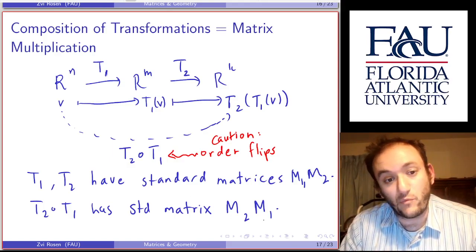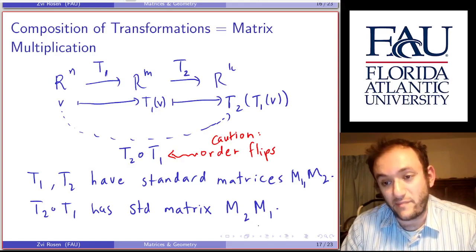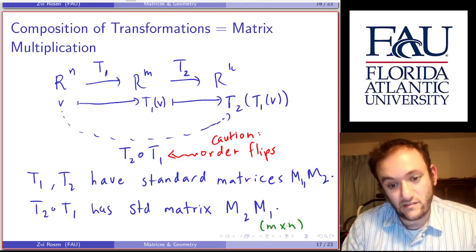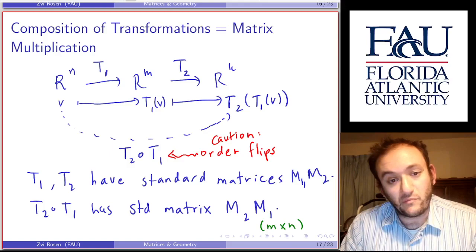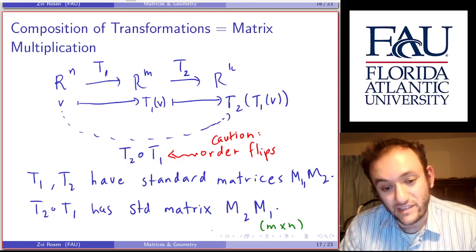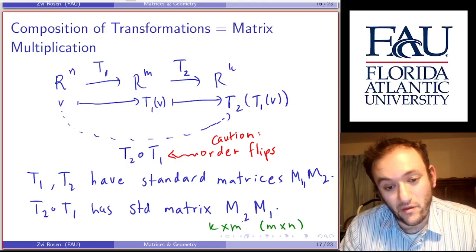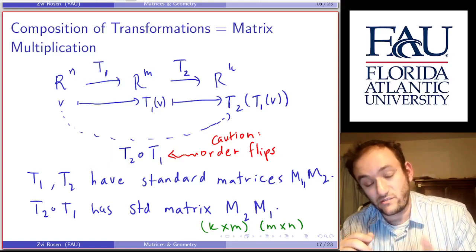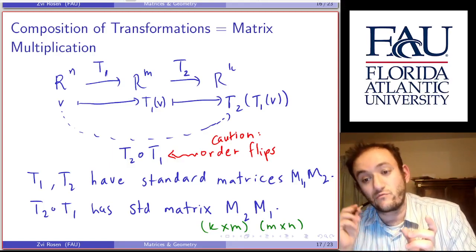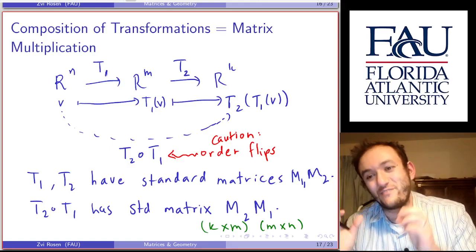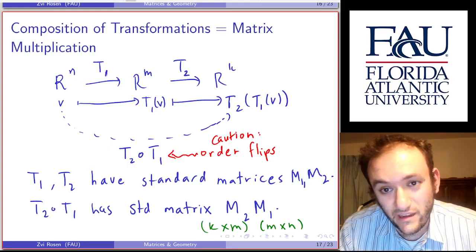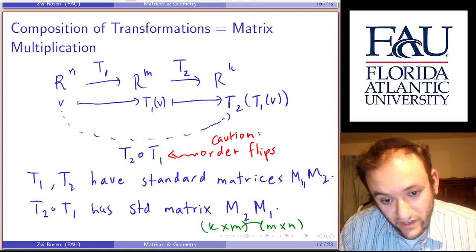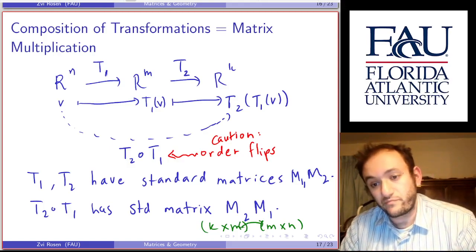Double check for yourself that this makes sense in terms of the definition of matrix multiplication. M1 corresponds to T1, which maps from Rn to Rm, so that's an m by n matrix. Meanwhile, M2 maps from Rm to Rk, so that's a k by m matrix. As we know, the inner dimensions have to agree: the second dimension of the left-hand matrix and the first dimension of the right-hand matrix. Indeed, these two agree, so the matrix multiplication is well defined.